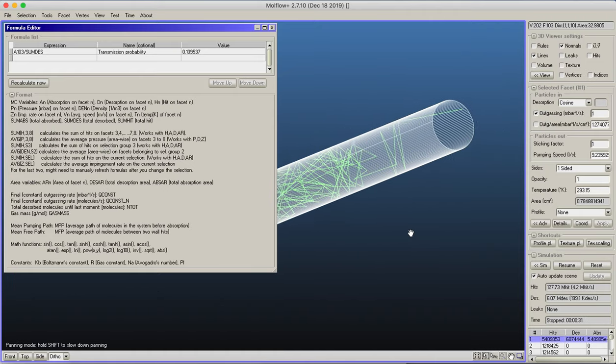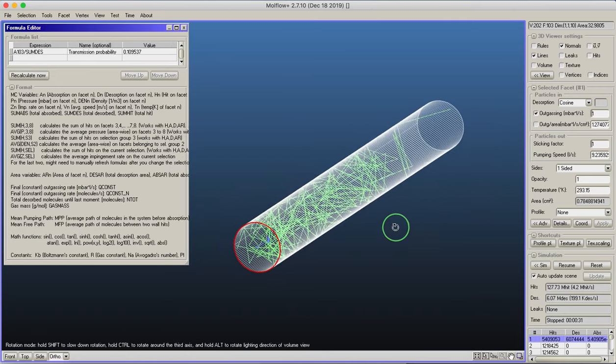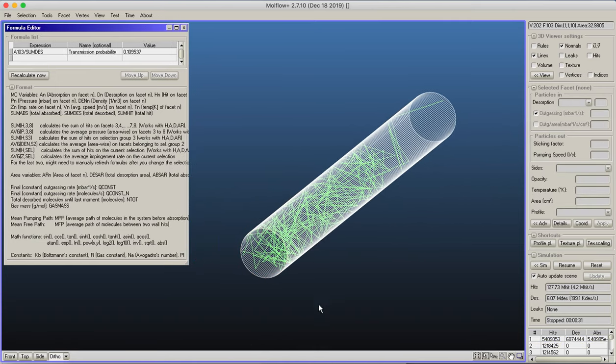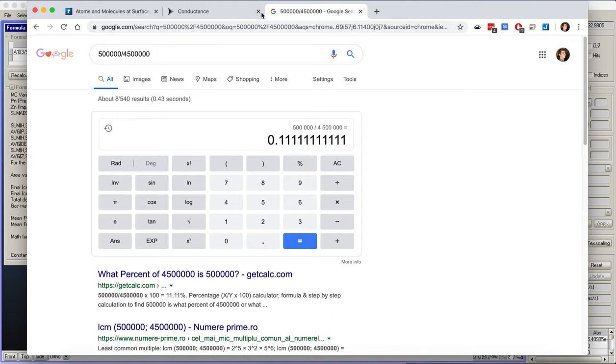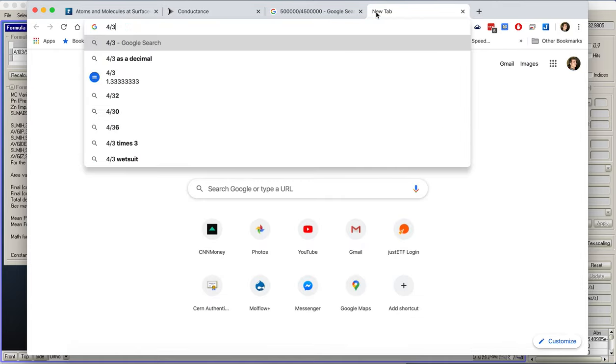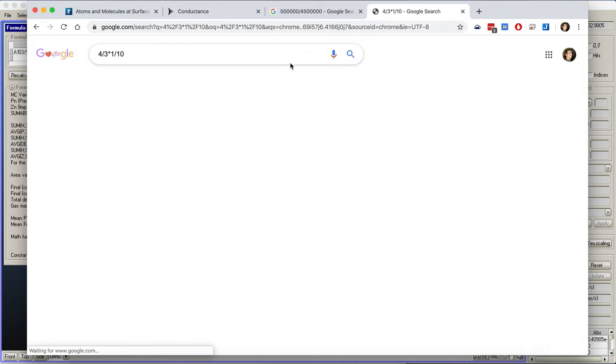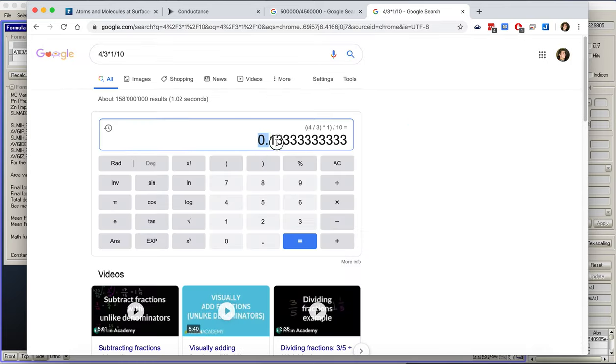So let's check if this is in line with what we have for the analytical formula. If we go back to Pfeiffer Vacuum, you can see that we expect about 4 over 3 times the diameter divided by the length. So let's calculate it: 4 over 3 times 1 centimeter diameter divided by the length. And we can see that actually we get a slightly different transmission probability.